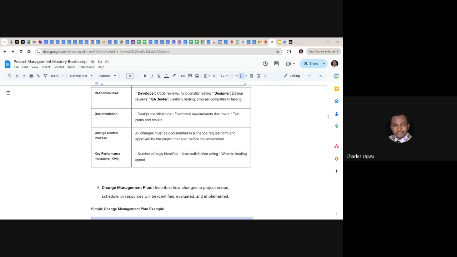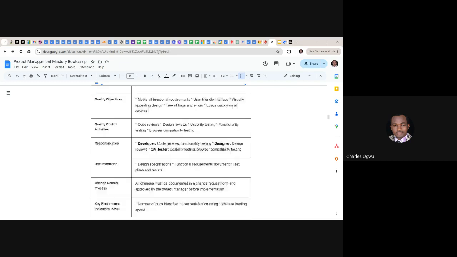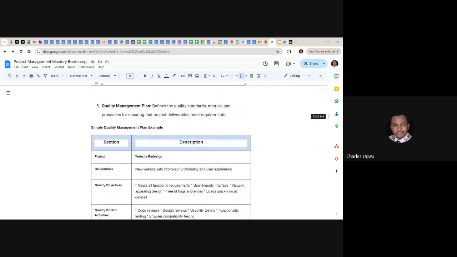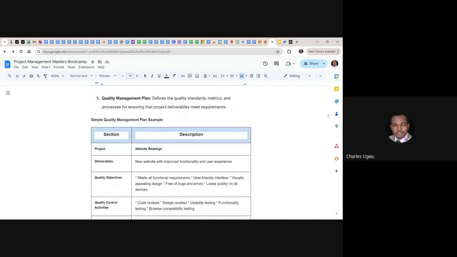So you must capture all of this and state all of them in your quality management plan. So that is how the quality management plan document works.